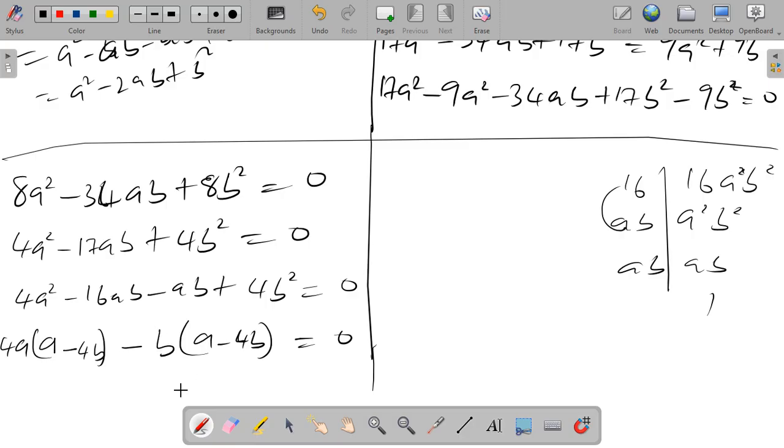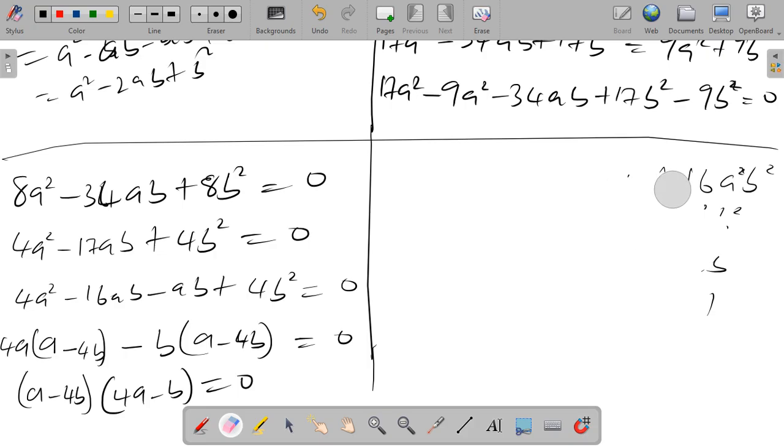And if you check it out, minus 4b times a will give you minus ab. Minus b times a will give you minus ab. Minus b times minus 4b will give you plus 4b squared. So now, having this, you see that what they have in common again is a minus 4b, and the remaining thing is 4a minus b is equal to 0. And you should know that when the product of two things is 0, automatically one of them must be 0.